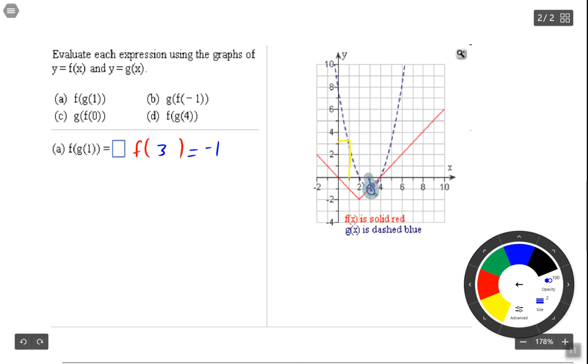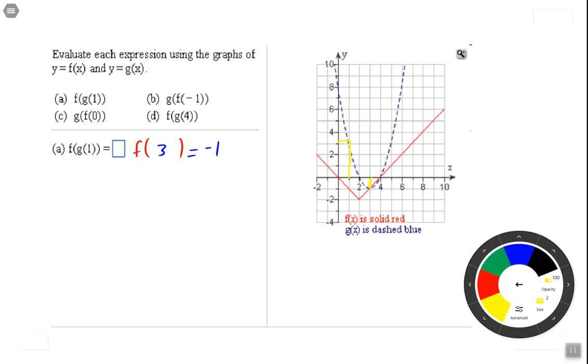Let me actually erase this. Let me do this in yellow so y'all can see that. Then I'm going to go here. Let's do another one. I just did A. Now we're going to do B. We're going to do them all. We're going to do enough of them, hopefully.